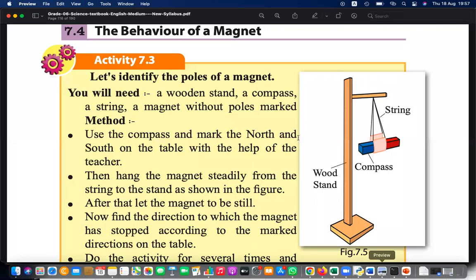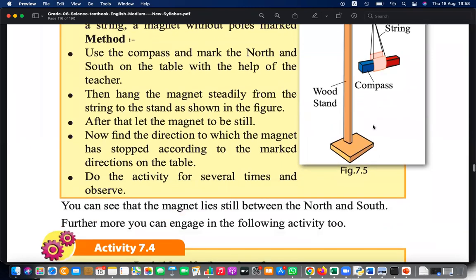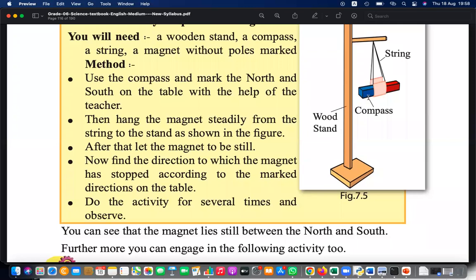let's go back. Now we know how to identify the North Pole and South Pole of a magnet. A given magnet, we can identify north pole, south pole easily, by hanging it using a string or a thread. But you have to keep it stable. Then due to Earth's magnetic north and magnetic south, the magnet will be directed to the north and south sides. But there is a small difference between the actual north and actual south poles as well.